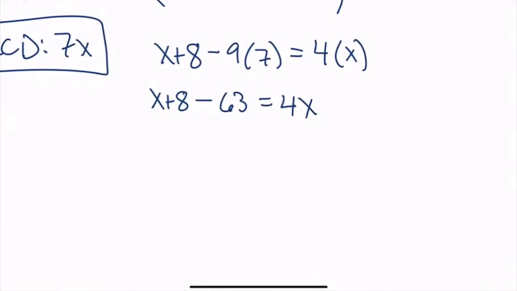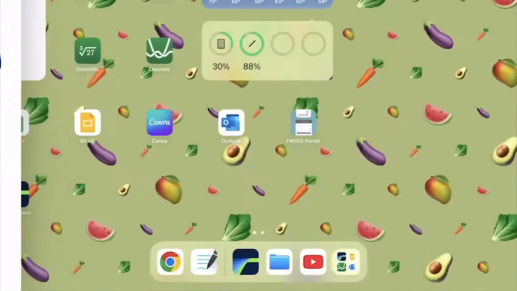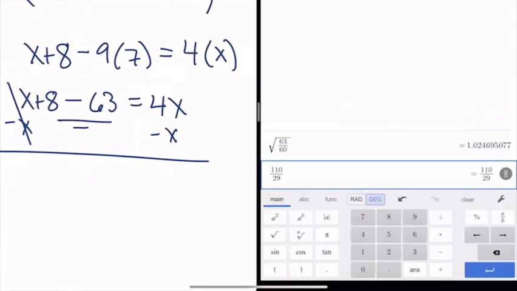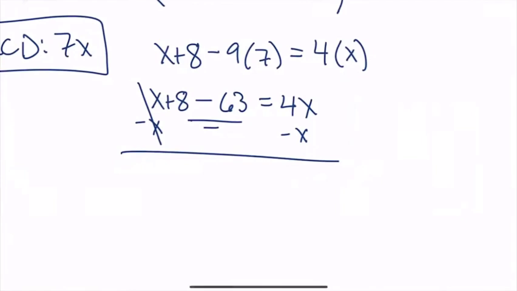I'm going to move this variable over here just because I want to get a whole number, or a positive number, sorry. And I'm also going to combine these two because they're both constants, so they can be added together. Not going to lie, don't know 8 minus 63 off the top of my head, so we are going to look it up. No shame, no shame. 8 minus 63 is negative 55. 4x minus x is 3x.